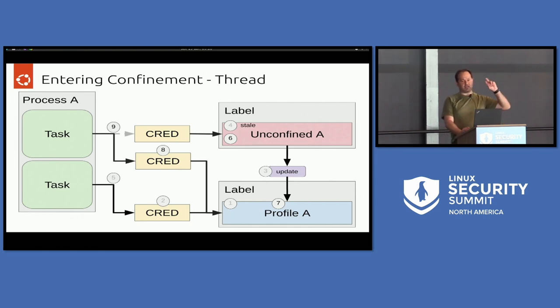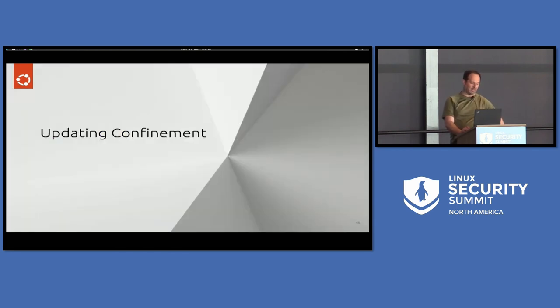And we have to have that information there to track, and that's why there's a bit of overhead if we were doing this for every task in the system, because on tasks that are in application confinement we have a little bit extra work going on in clone.